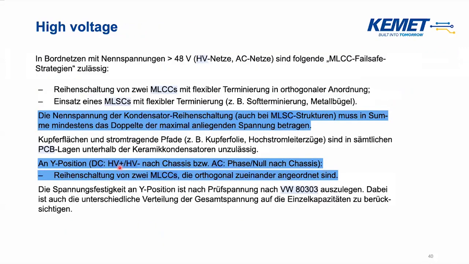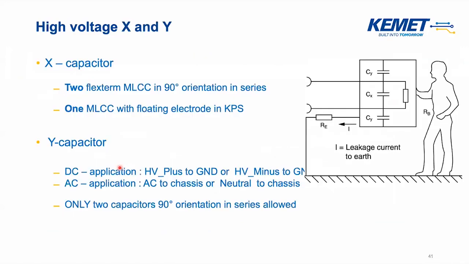And then we talk a little bit about X and Y caps. That's a German text. So let's go to the more explanation slide. The X capacitor, between HV plus and HV minus, has to be 2 flex-term MLCC in 90-degree orientation, or 1 MLCC with floating electrode and a KPS. That's something you can use between.